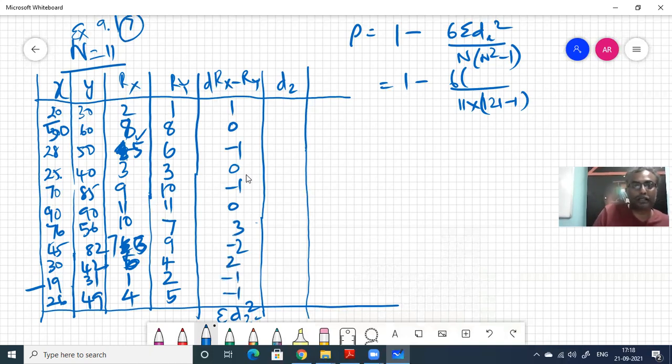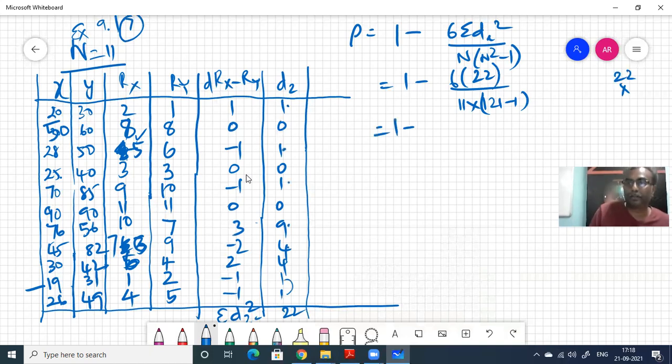Okay, now square that: 1, 0, 1, 0, 1, 0, 9, 4, 4, 1, 1. How much is sigma d square then? 1 plus 1, 2, 2 plus 4, 6, 10, 19, 20, 21, 22. Okay, 22. Okay, 6 into 22.